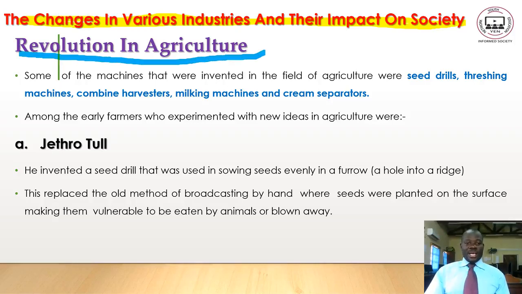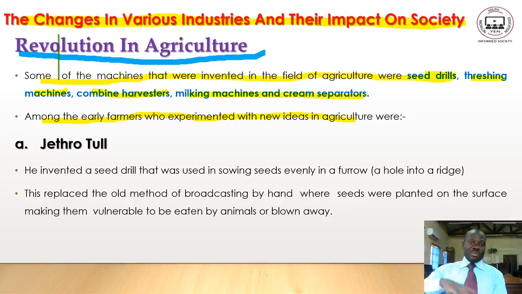Now, in agriculture, some of the machines that were invented were the seed drills, the threshing machines, the combine harvesters, the milking machines, and the cream separators. Those were some of the machines. Among the farmers in the area, a number of them experimented with new ideas.